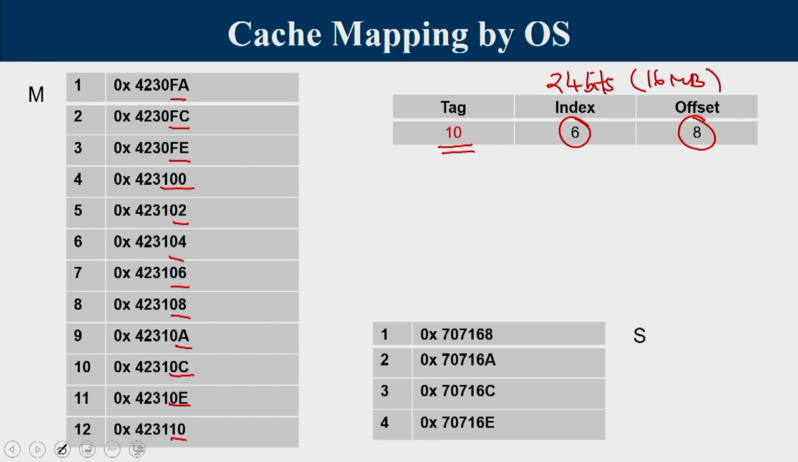Similarly, your subroutine is stored in 707168. So 68, 6A, 6C, and 6E. Each instruction will take 2 bytes. So these are the bytes in which these instructions start. So the 4 instructions of subroutine S are kept like this. So now we have to understand what the program flow is.